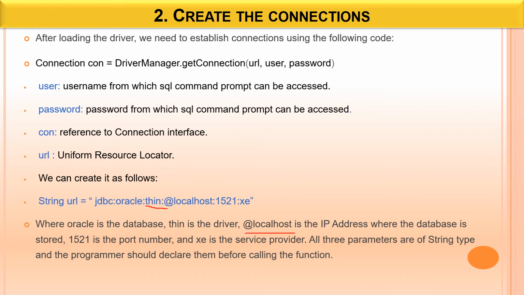The @localhost is the IP address where the database is stored. 1521 is the port number, and XE is the service provider. All three parameters are of string type, and the programmer should declare them before calling the functions. So this is a very important statement we have to place in the string URL.